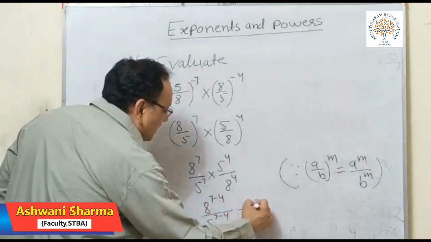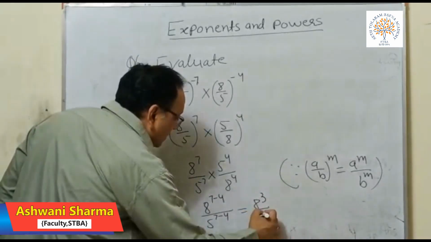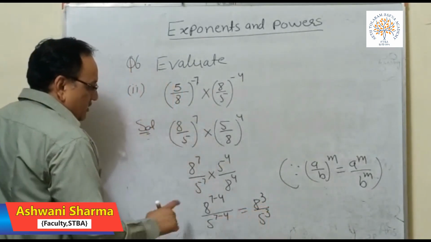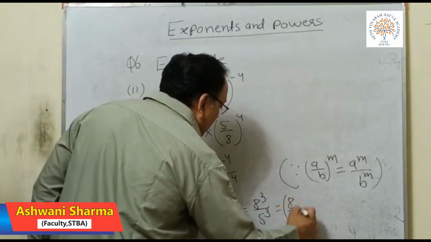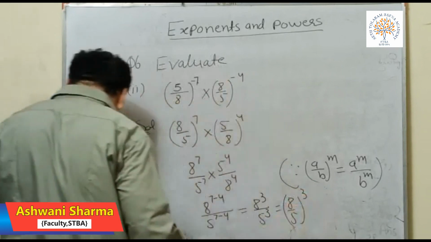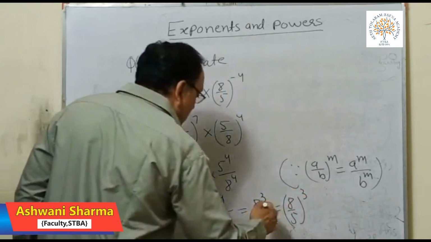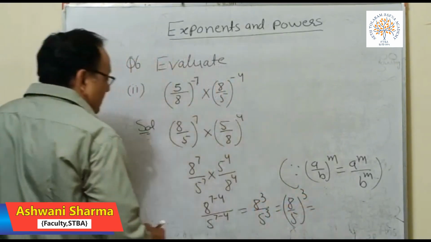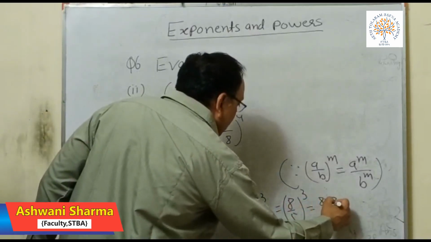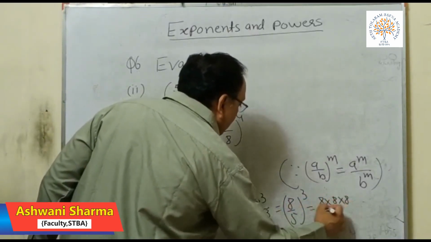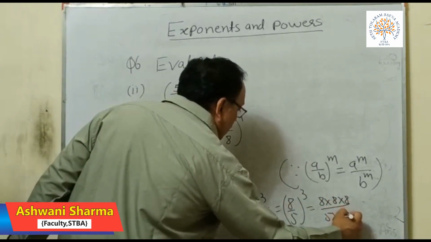7 minus 4, 3. 8 raised to the power 3 upon 5 raised to the power 3. We can write it as 8 upon 5 raised to the power 3, or 8 raised to the power 3, it means 8 into 8 into 8, upon 5 into 5 into 5.